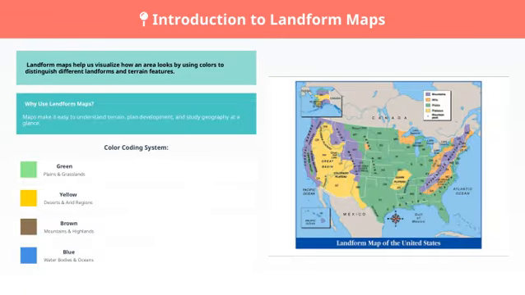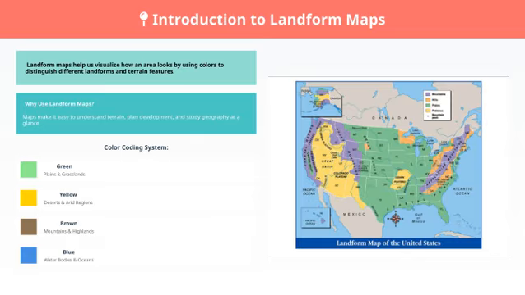Let's take a closer look at landform maps. These maps are really useful tools because they help us visualize what an area looks like by using colors to represent different landforms and terrain features. It's like giving us a quick, visual summary of the landscape.